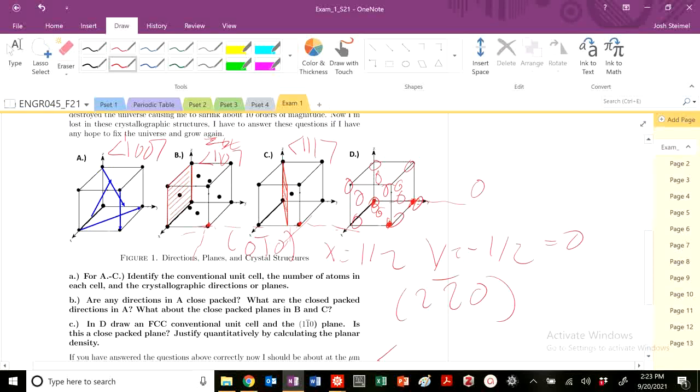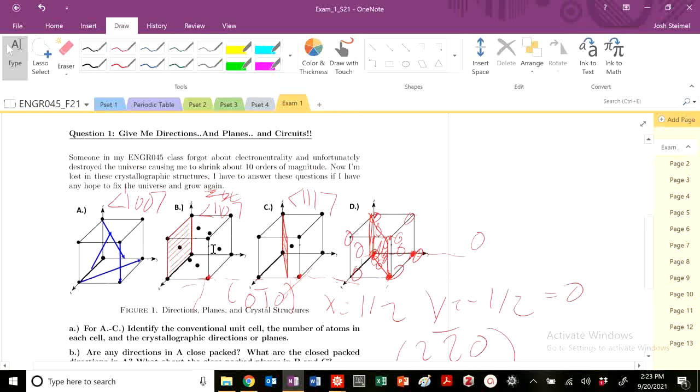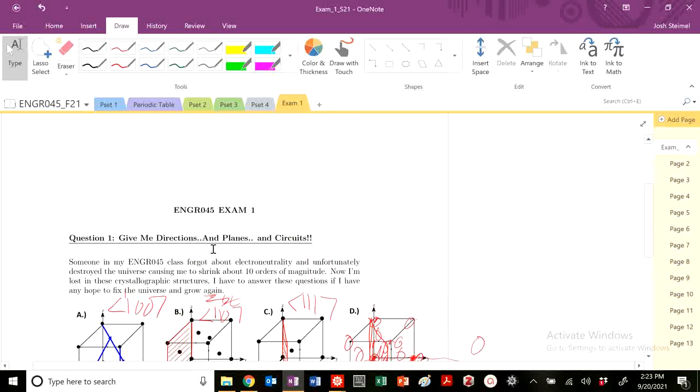And I'm going to go ahead and just finish that up. So if I did the same thing here, it'd be here and here. So it's going to be my plane. 1, minus 1, got it. Is this a close packed plane? No. And I need to justify that quantitatively.